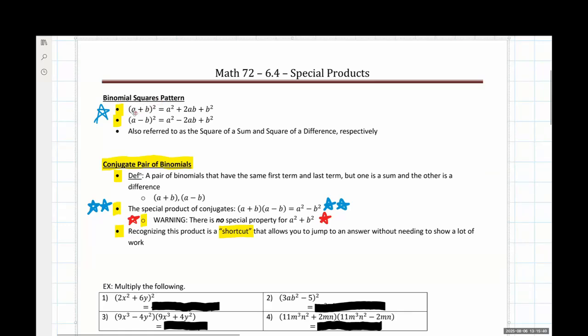Our first two are referred to as the binomial squares patterns. This states that if I have two things that are adding together, then I can square that sum and I will always get a result in a pattern showing up here, also referred to as the square of a sum. If I have two things that are subtracting inside a set of parentheses and I square those, this is always the pattern of final answer that I'm going to get, which we refer to as the square of a difference.